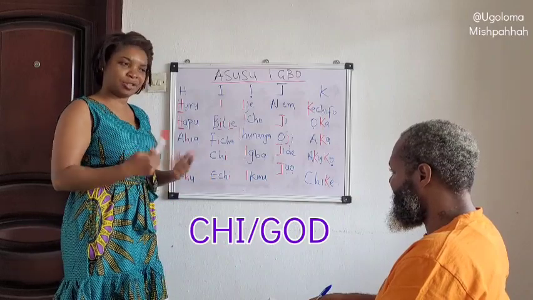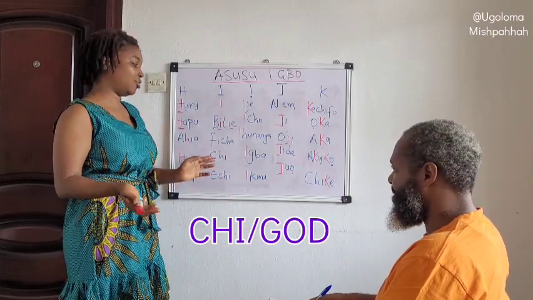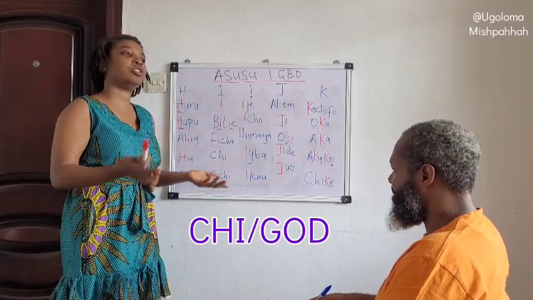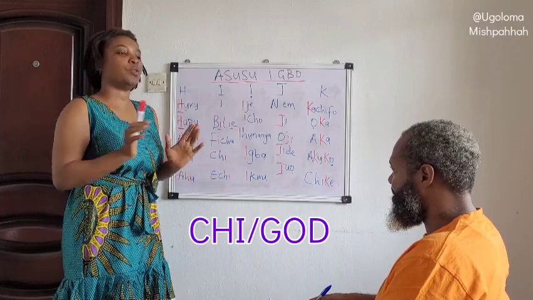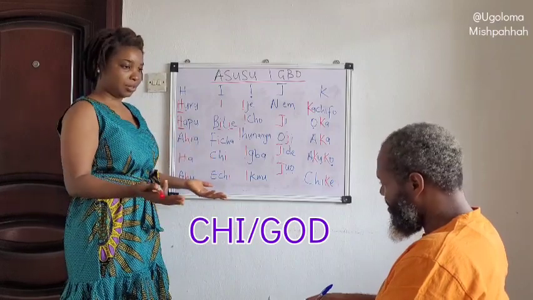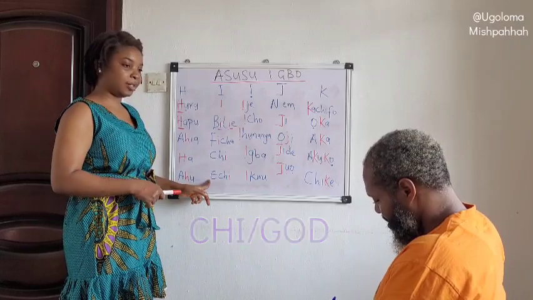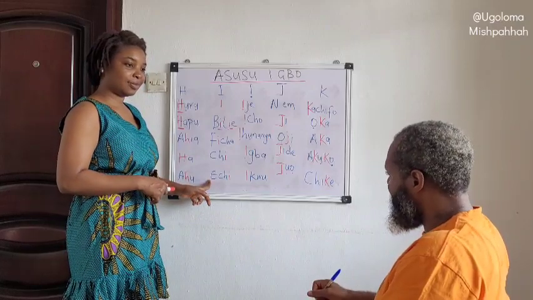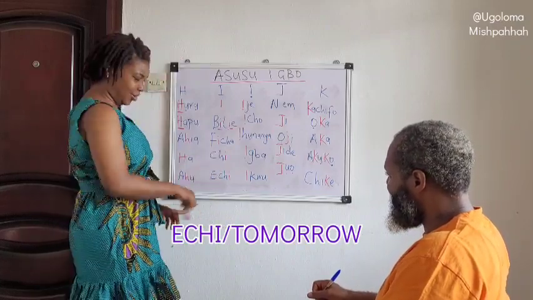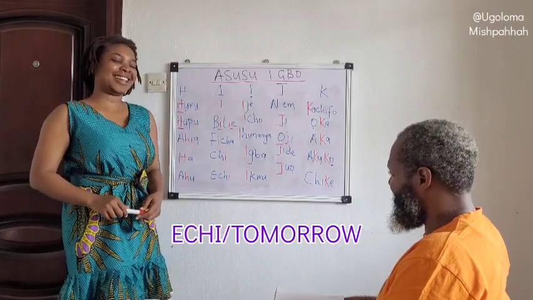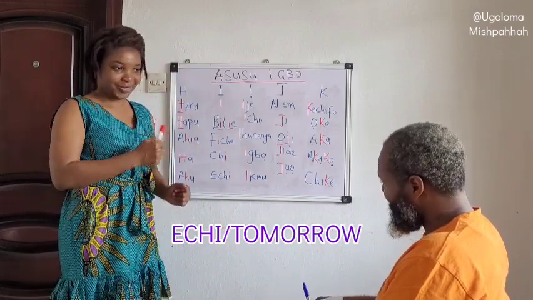Chi. Do you know what chi means? Spirit. Yes, chi is a spirit, or you can use this short form of saying chuku. Chi is also God. Okay, next one. Echi. Very good. Echi means tomorrow.